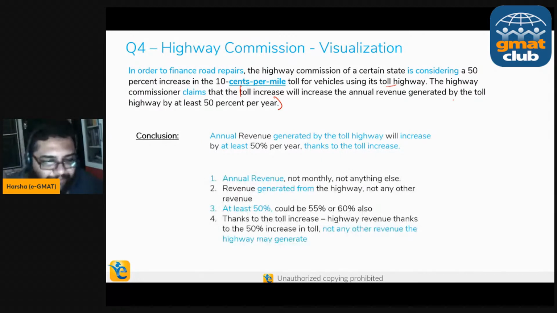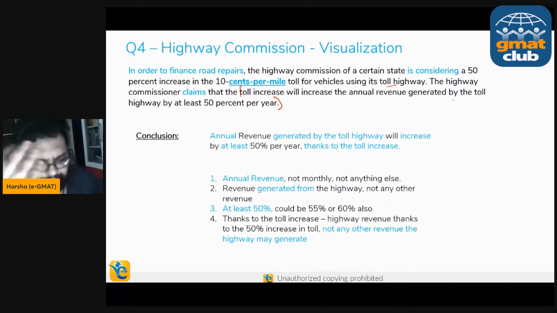Now, for example, you're talking about annual revenue or per year revenue. You're not talking about monthly revenue or quarterly revenue, just things that your brain should absorb as you read. You're only concerned with revenue generated by the toll highway. You're not considering any other kind of revenue that, let's say, the Ministry of Roadways is getting.